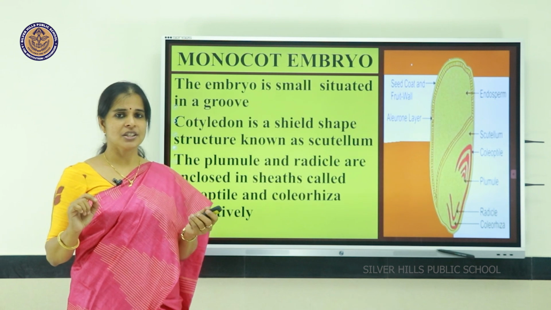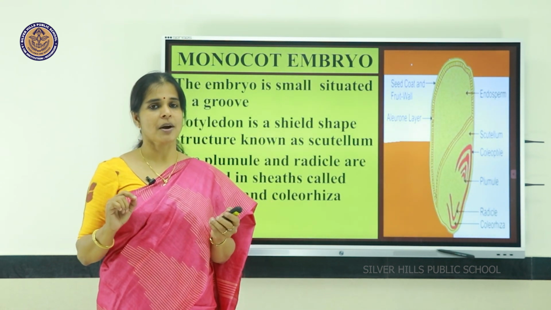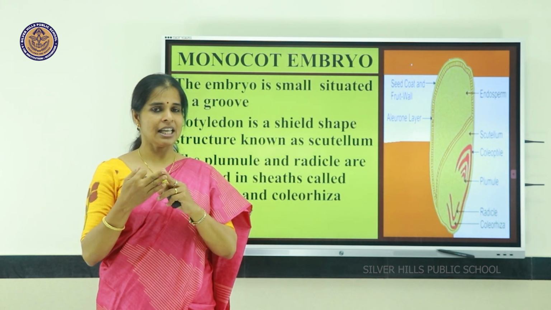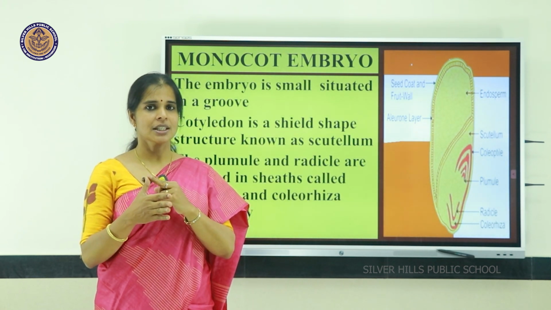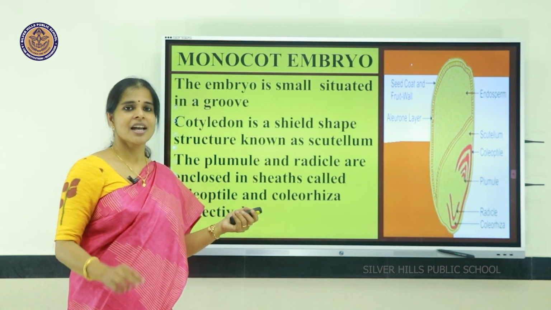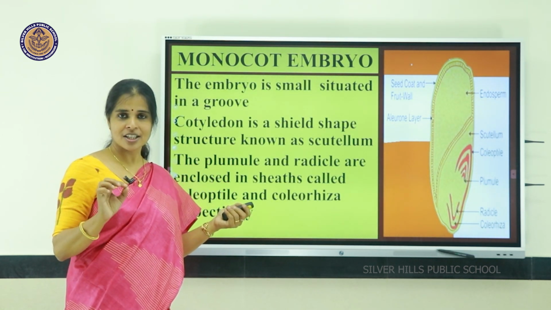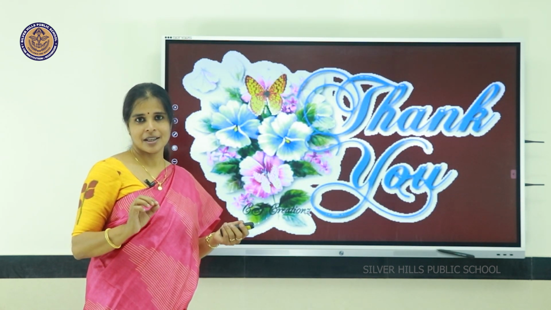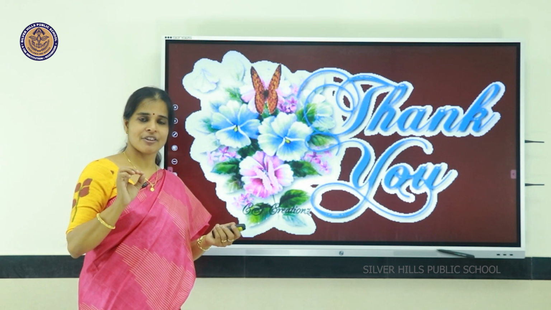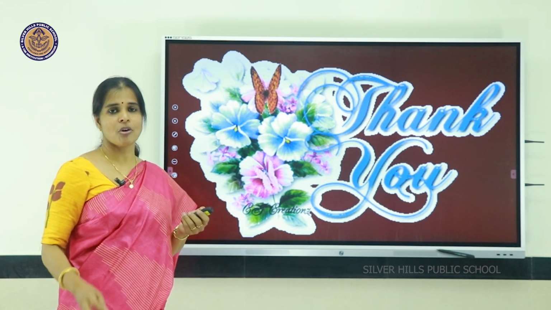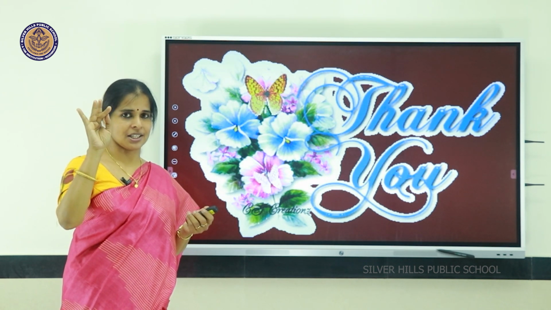Thus, we have completed the important parts of a plant: root, stem, leaf, flower, fruit, seed. So, all the important parts have been discussed and we are coming to an end of the chapter Morphology of Flowering Plants. I have completed Morphology of Flowering Plants in 3 sessions, and in this session we have discussed flower, fruit and seed.